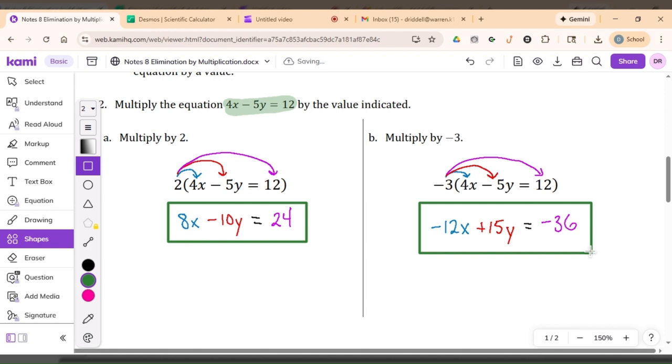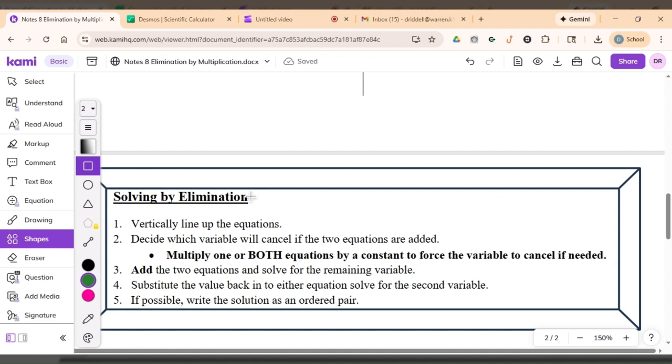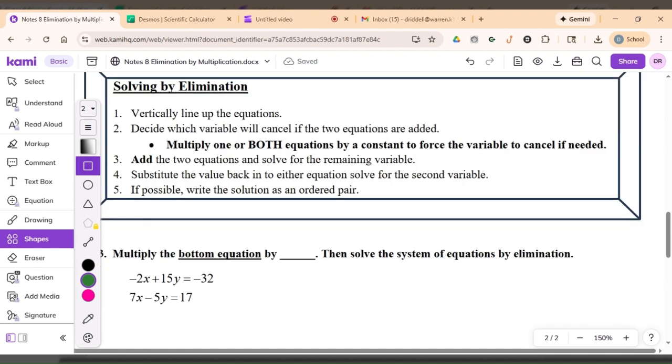Can we multiply an equation by a number? So let's give it a try. I've got 2 examples left. I've got some steps here. We're going to solve by elimination. So that's the cases where the equations have everything lined up vertically.